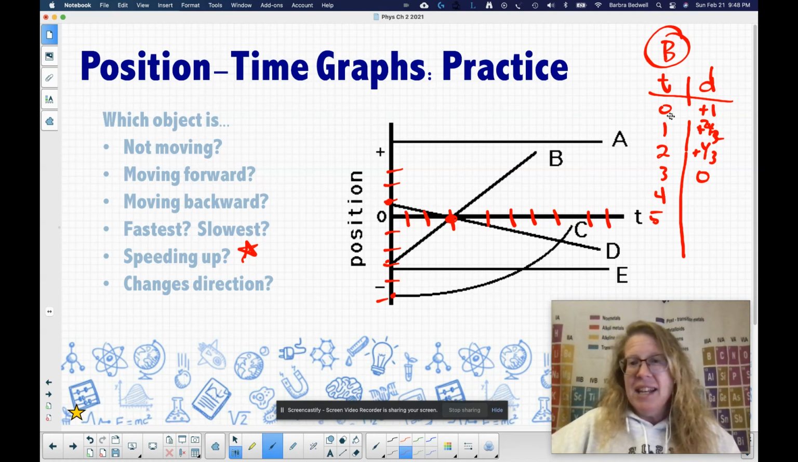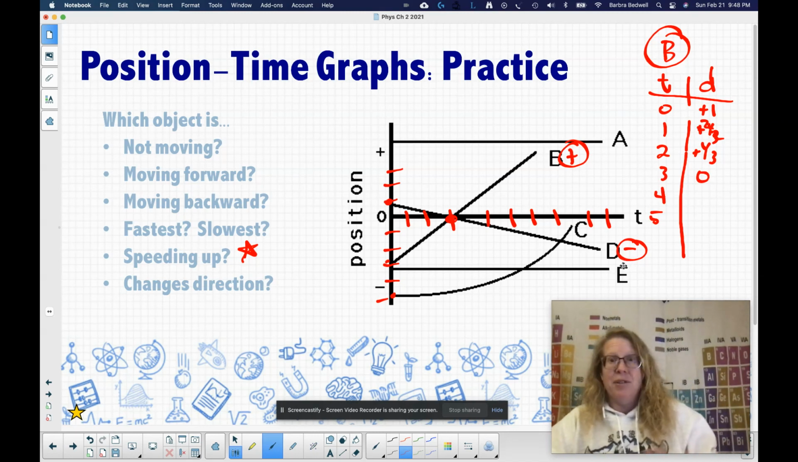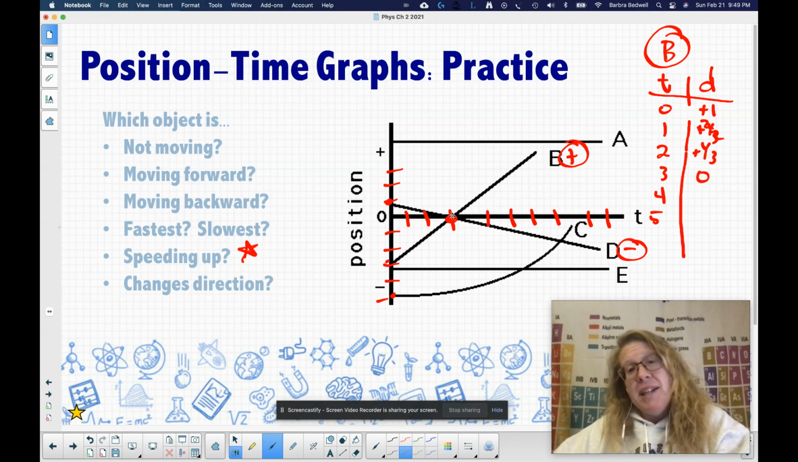So again, D is going backwards. B is going forwards. D is going backwards. This one's going in the positive direction, has a positive slope. D has a negative slope, so it is going in the negative direction, whichever that is. If it's toward the camera, away from the camera, to the right or to the left. It's just going the other direction. That's all that means. And it's going slower, by the way.